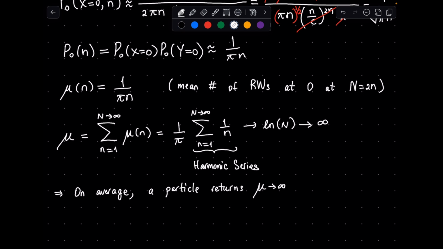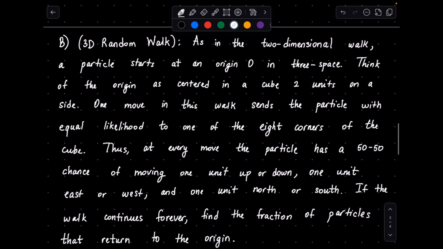So the particle is again recurrent, just as in the one-dimensional case. And because it comes back to its origin infinitely many times, we can say that the probability of it ever coming back to its origin has to be 100%, or equal to 1. Alright, now let's move on to the three-dimensional case.